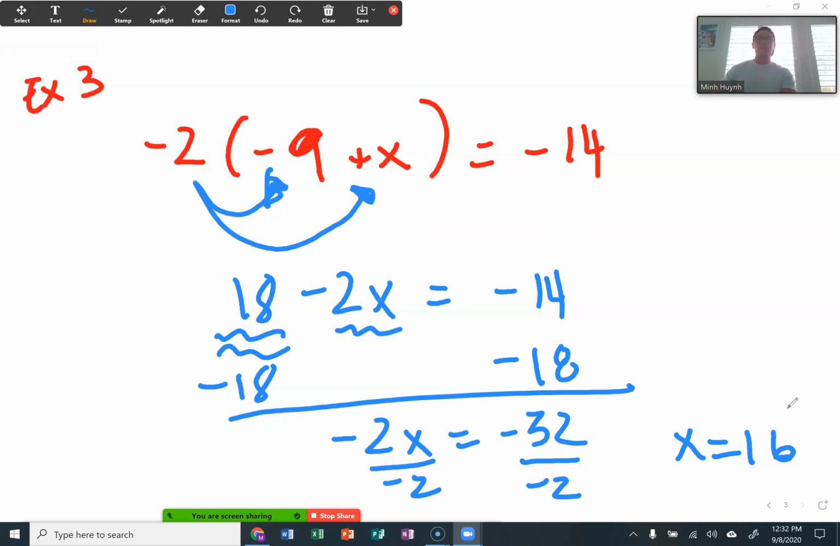Because we want to clean everything up on one side before we apply one-, two-step equations to solve for the variable. Let's go ahead and do a couple more.